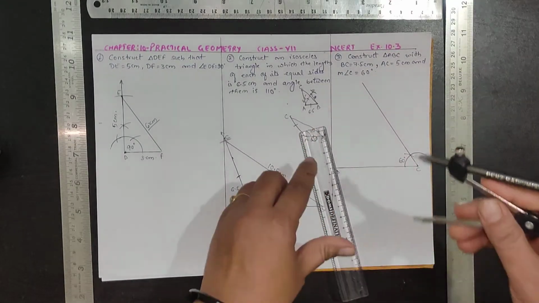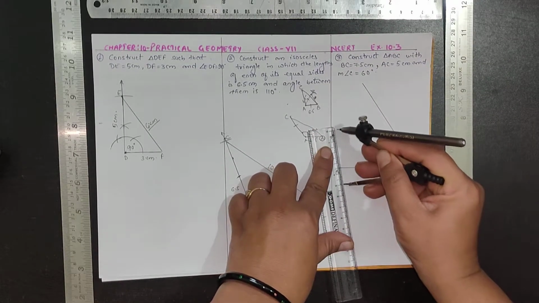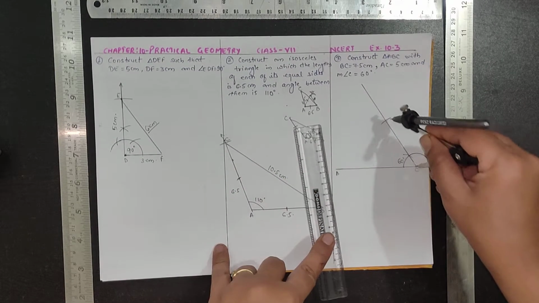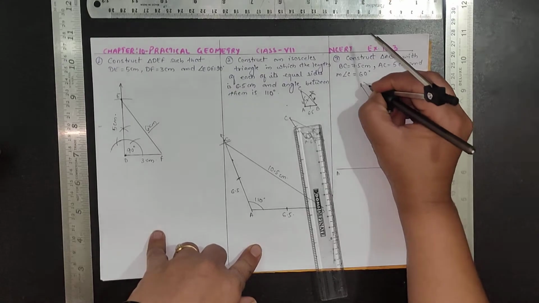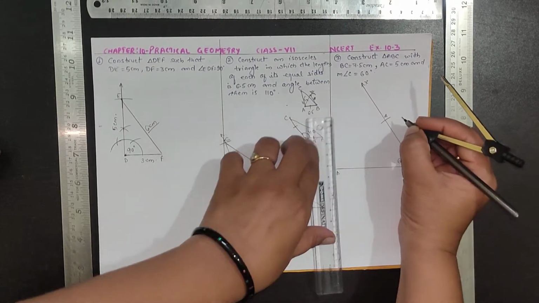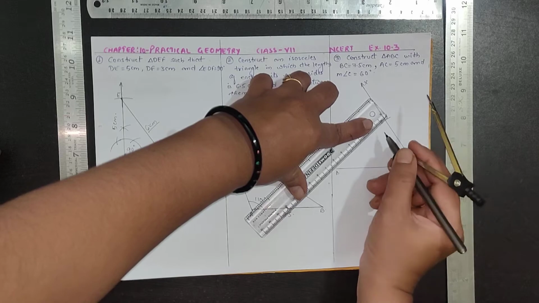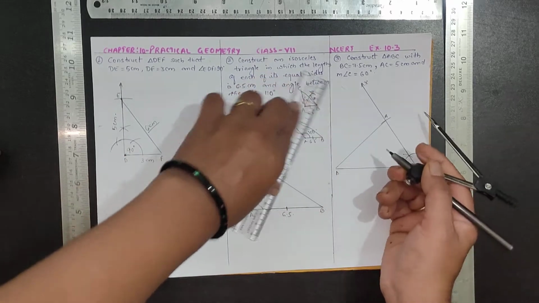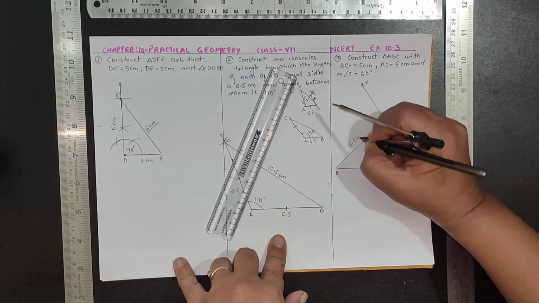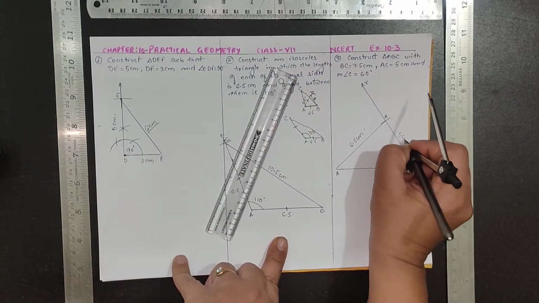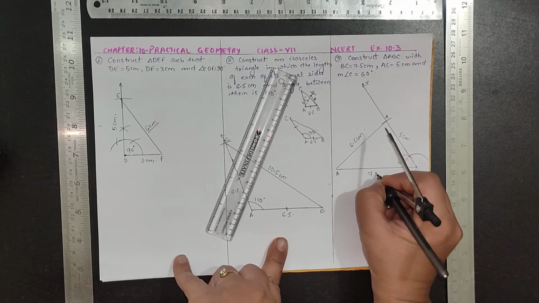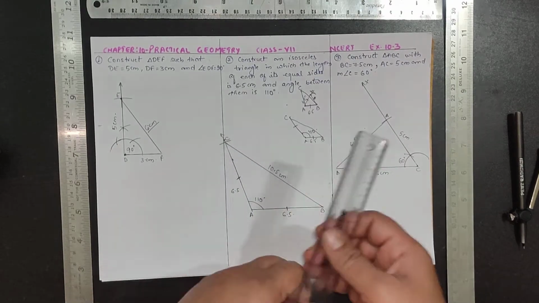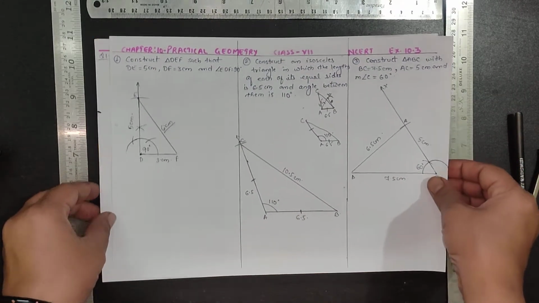Then AC is also given. So from point C, take the measurement of 5 centimeter, put your pointer on C, and cut an arc of 5 centimeter on this line. Say this is X, this point is A, join AB and also measure it. So this is 6.5 centimeter, this is 5 centimeter and this would be 7.5 centimeter. So it is your required triangle in exercise 10.3.